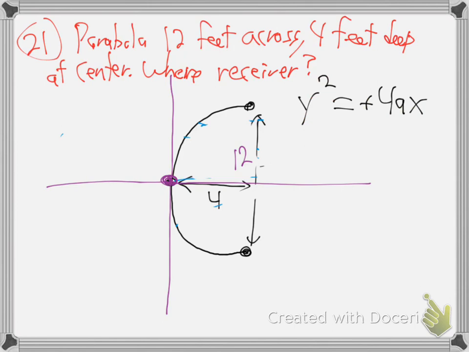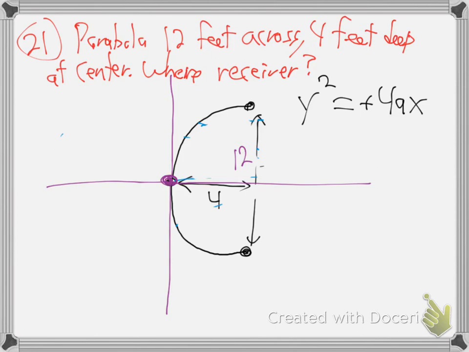Now, what am I trying to find? I'm trying to find where the receiver goes. The focus point. Which is A. It's all about finding A. This whole problem has become find A and you're done, right? Because A, remember, is the distance from the center to the focus. So wherever the receiver goes at the focus point, that's at A. So how do I find A?